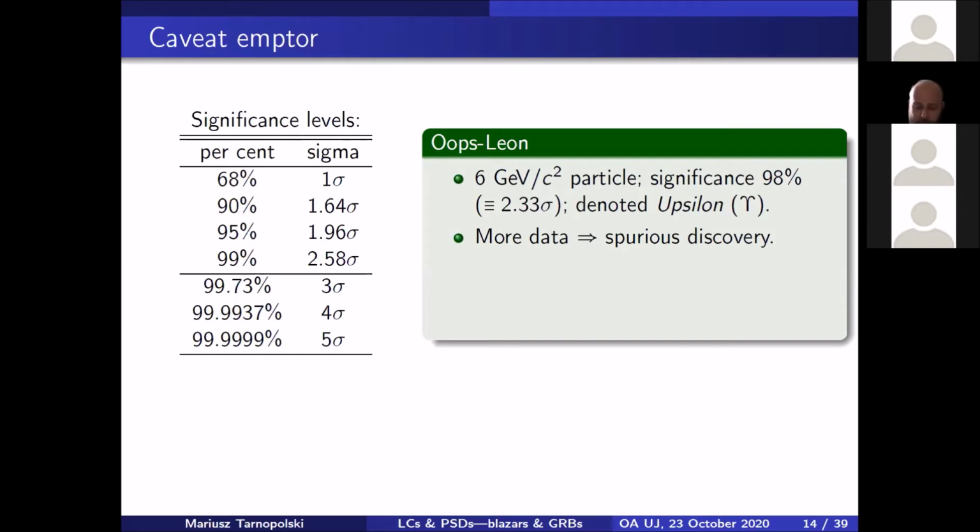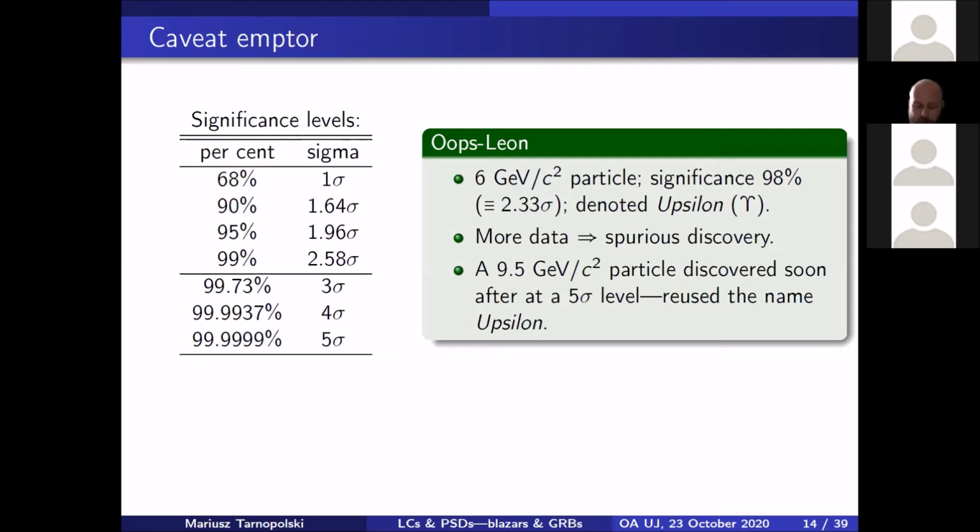But later, only the next year, in 1977, the team published a discovery, this time on a 5 sigma level of a 9.5 GeV particle, and they owned their previous mistake by using the name epsilon. So the epsilon is a real resonant particle, while an upsilon is a discovery that doesn't exist. So since then, in particle physics, the 5 sigma level is an ultimate must.